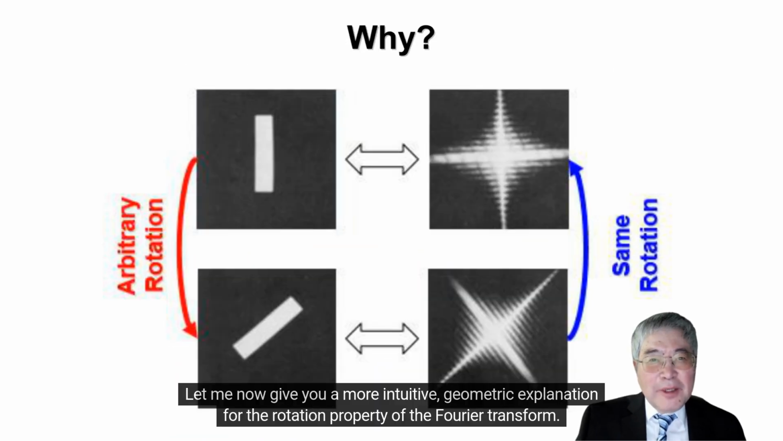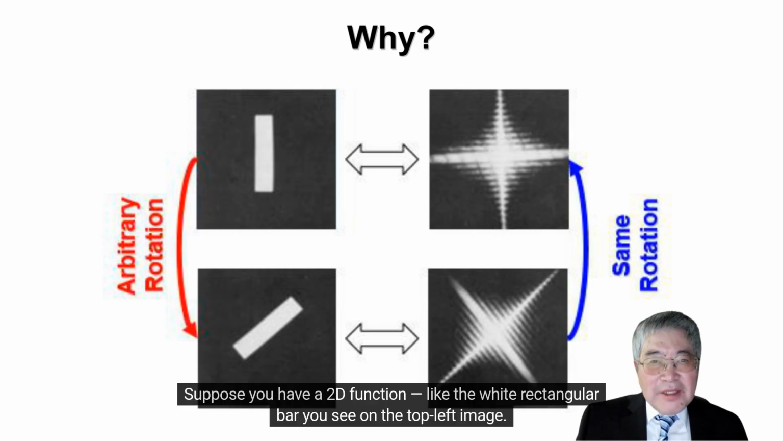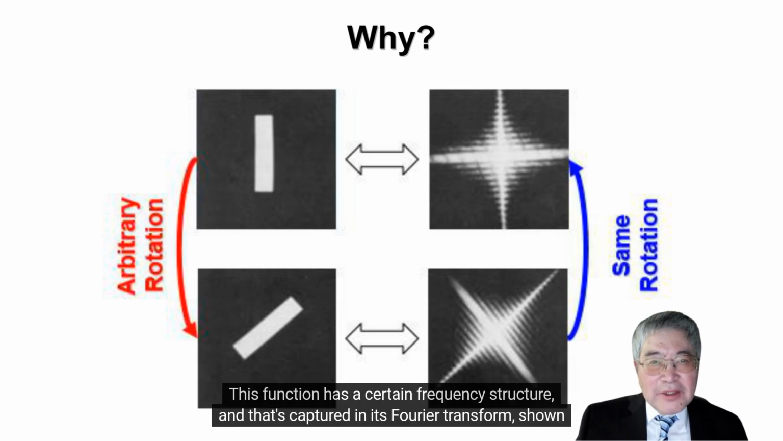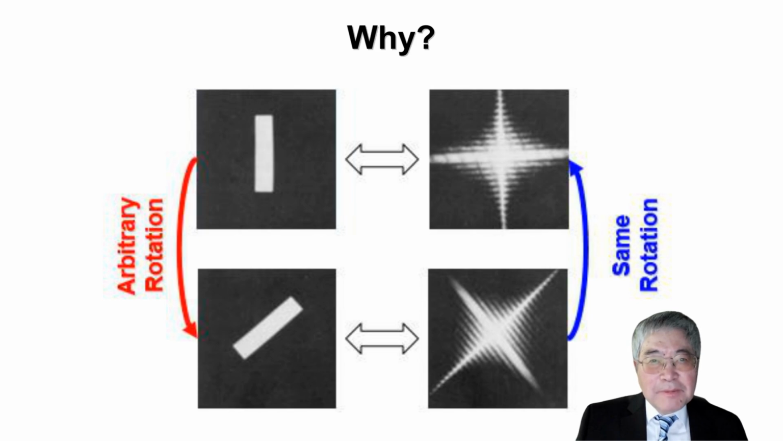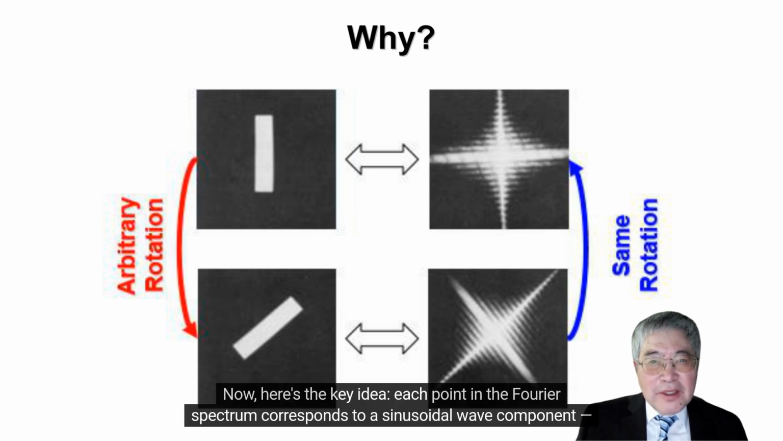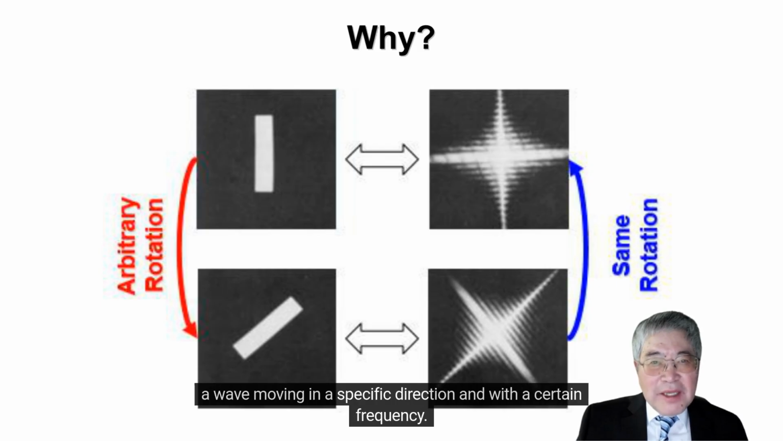Let me now give you a more intuitive geometric explanation for the rotation property of the Fourier transform. Suppose you have a 2D function, like the white rectangular bar you see on the top left image. This function has a certain frequency structure, and that's captured in its Fourier transform, shown to the right. Now here's the key idea. Each point in the Fourier spectrum corresponds to a sinusoidal wave component, a wave moving in a specific direction and with a certain frequency. When you sum up all these wave components, you reconstruct the original image.